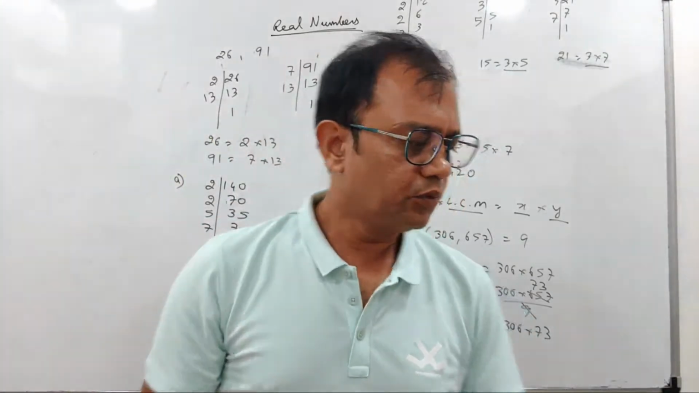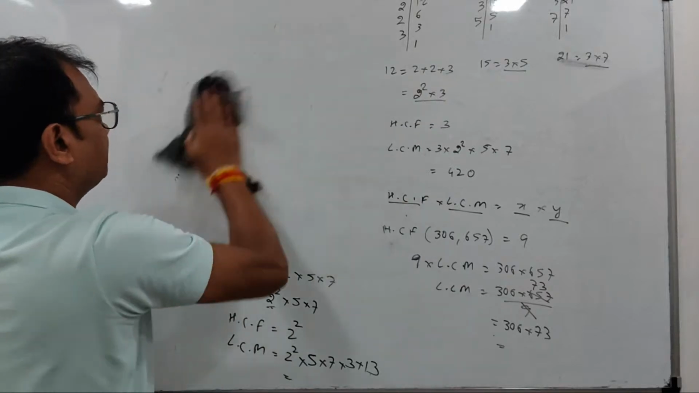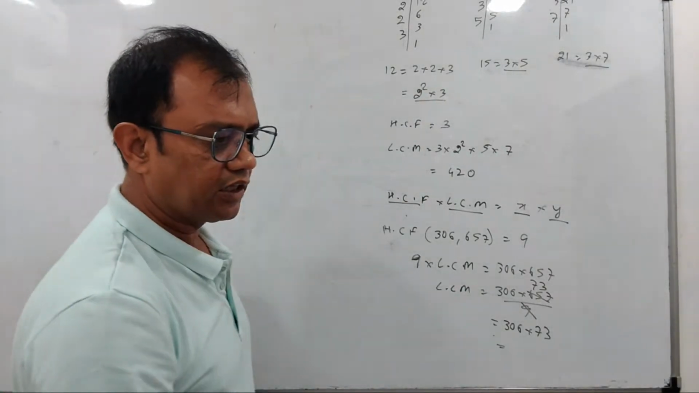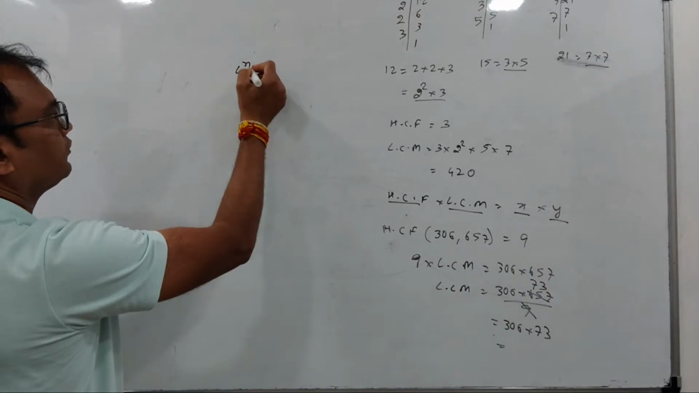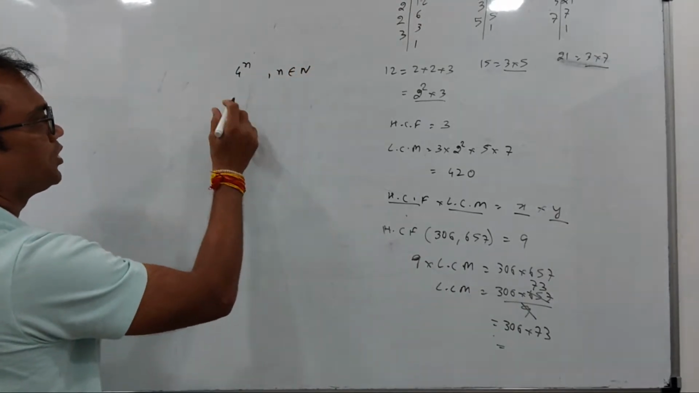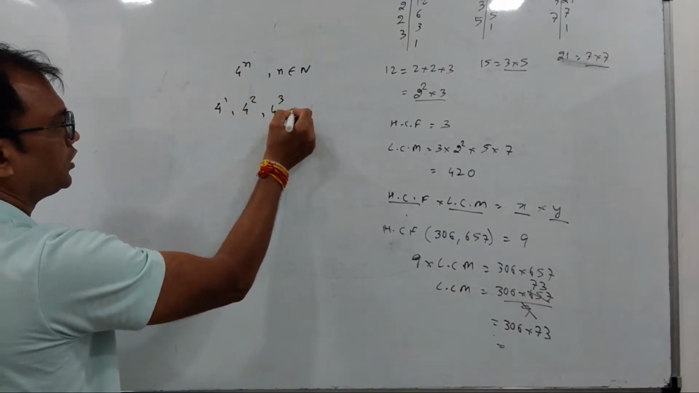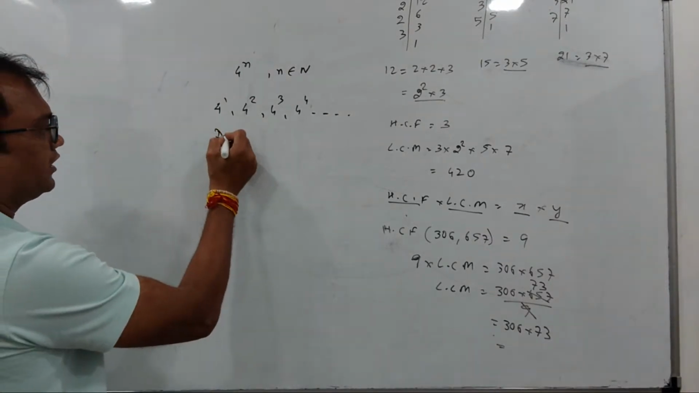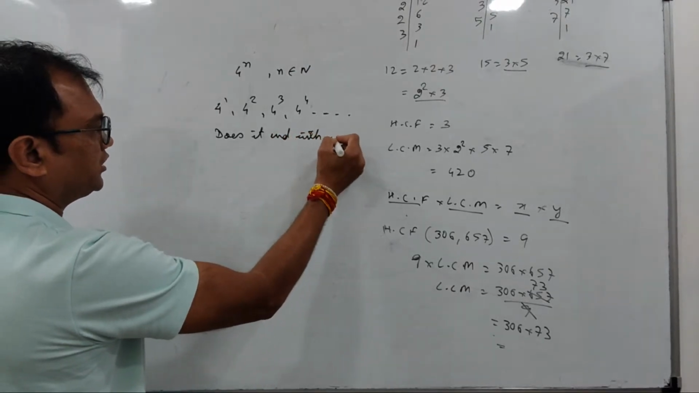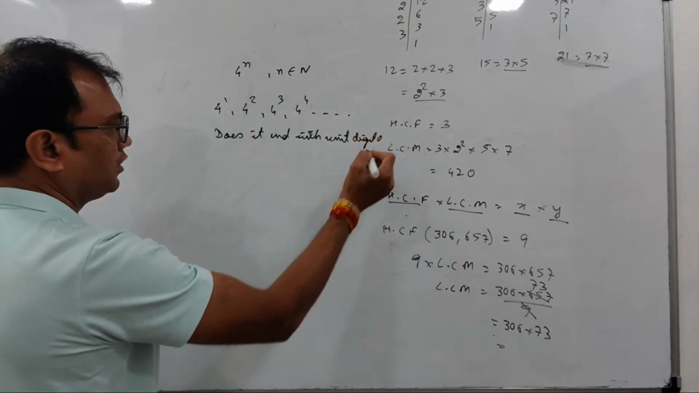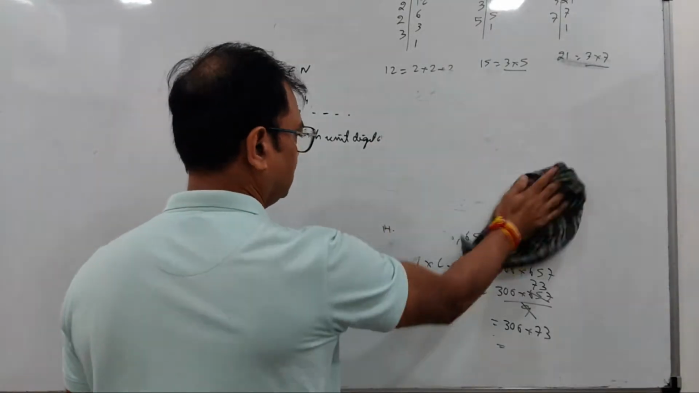Then, suppose I write down a power of any given number, and want to find out whether the unit digit will be 0 or not. For example, 4 raised to n, where n belongs to natural numbers. So my question is: does 4 raised to 1, 4 raised to 2, 4 raised to 3, 4 raised to 4, if you find out the value, does it end with unit digit 0? Let us find out.